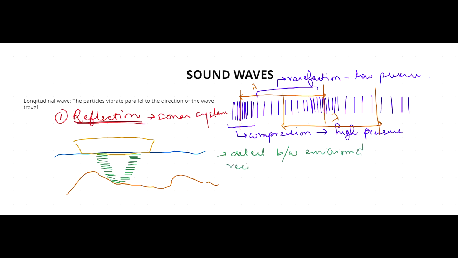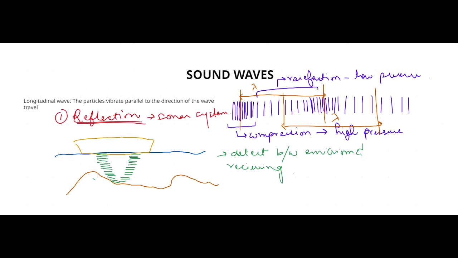So the ship is basically the person who's managing the ship. They're going to say, okay, we sent out a wave at time t. That was the time when I sent out the wave. It took this many seconds for the wave to come back to my receiver, right? Once they have noted down the time, what are they going to do? They know the speed of the sound wave, right?